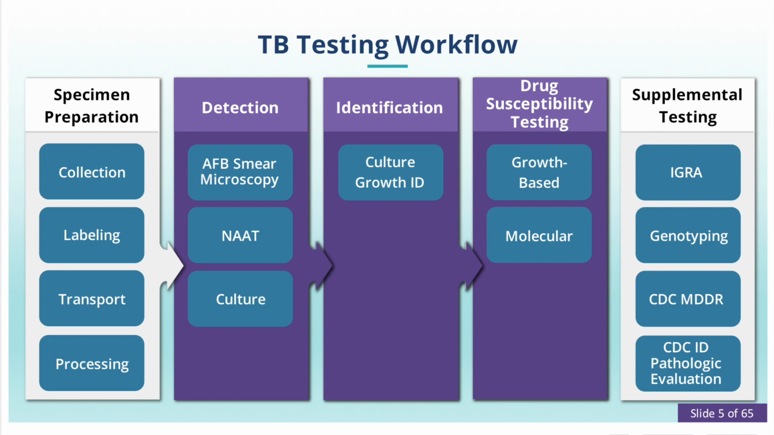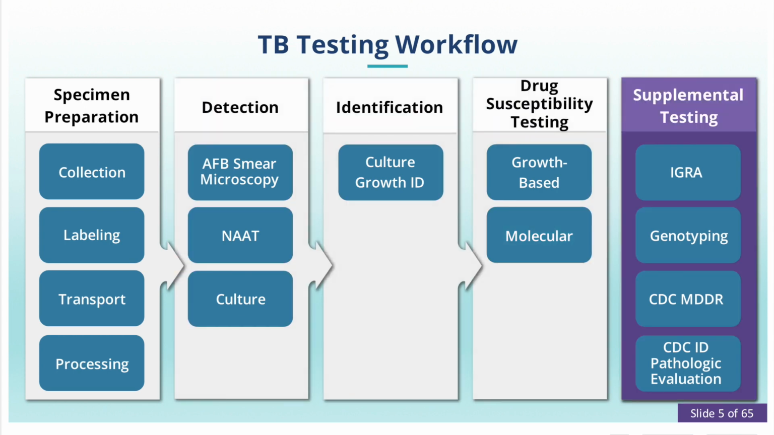These tests include AFB smear microscopy, nucleic acid amplification testing, or NAT, AFB culture, identification or ID of culture growth, drug susceptibility testing by growth-based and molecular methods, and supplemental testing such as whole genome sequencing of MTBC isolates either through in-house testing or referral for genotyping purposes.